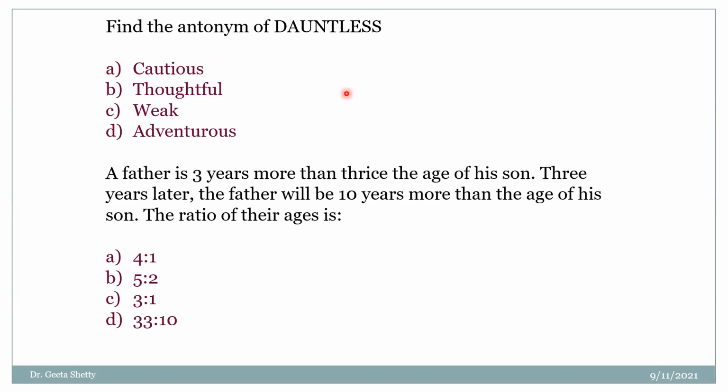You have to be a little careful here. Adventurous would be the opposite of what? Timid. Yes, timid would be the one. Timid's opposite would be adventurous. Now dauntless meaning would be adventurous. When I am fearless, I am adventurous, correct? Yes, my dear teachers, my dear friends, you are right. If I am fearless, I am adventurous.